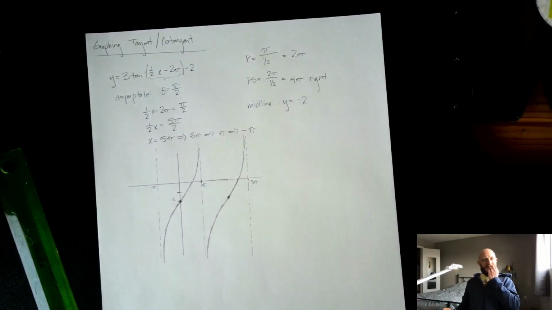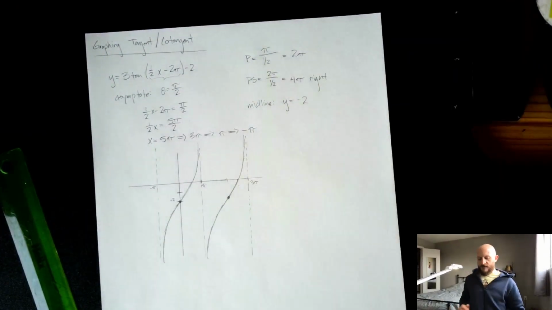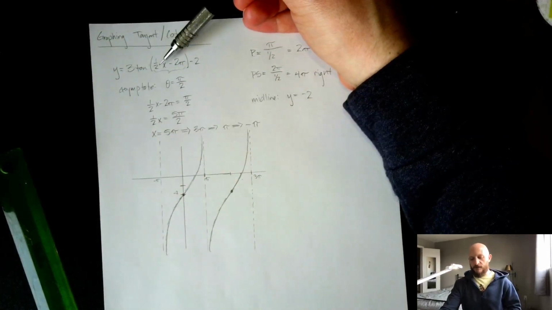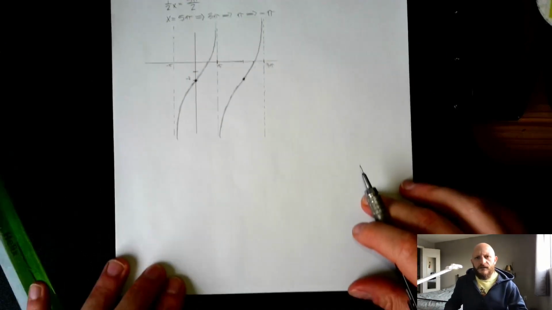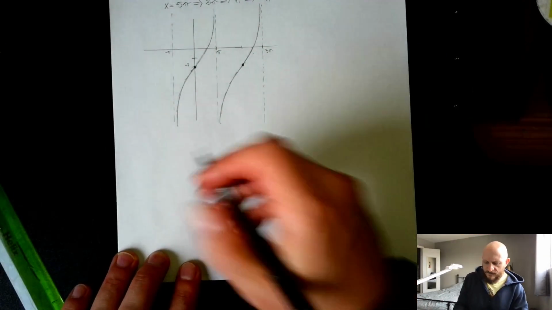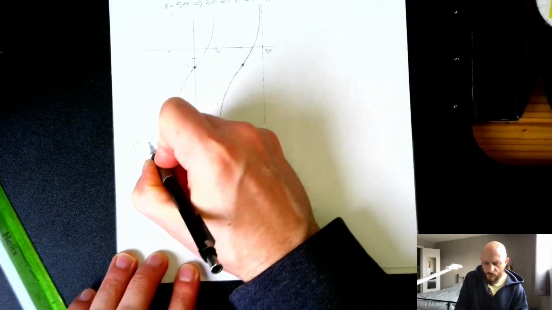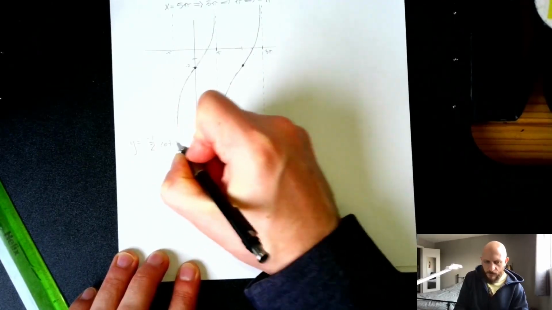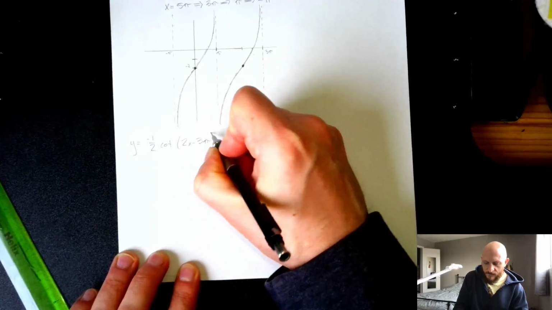Just like that. So those are 2 periods of this particular graph. Let's try another example that is a cotangent example. So y equals -1/2 cotangent of 2x minus 3 pi plus 3.